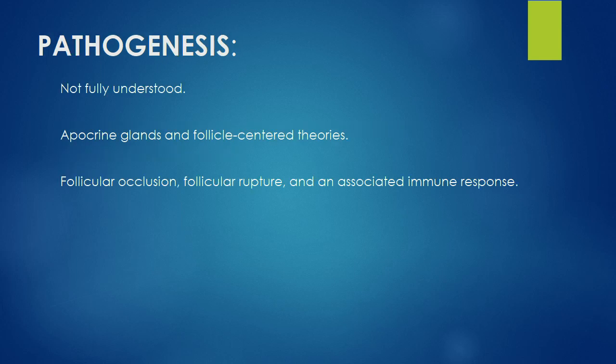Pathogenesis. The pathogenesis of hidradenitis suppurativa is not fully understood, however, new evidence is emerging. As opposed to early theories that implicated apocrine glands as the primary contributors to HS, most authors now support follicle-centered theories for the pathogenesis of HS. Follicular occlusion, follicular rupture, and an associated immune response appear to be important events in the development of the clinical manifestations of HS.